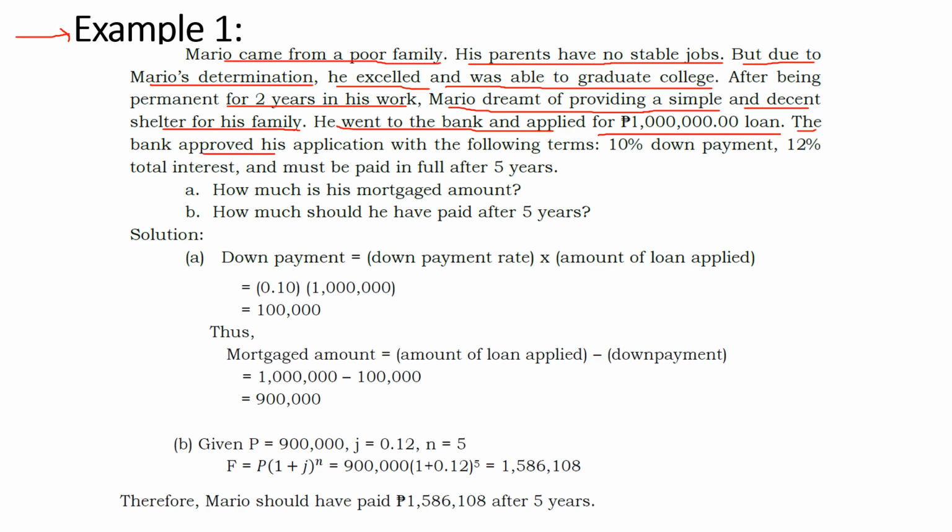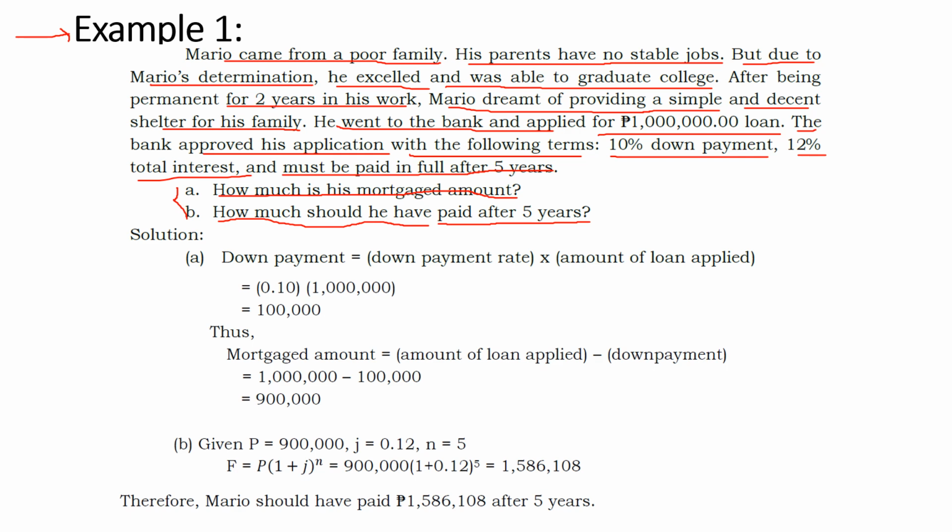The bank approved his application with the following terms: 10% down payment, 12% total interest, and must be paid in full after 5 years. So how much is his mortgage amount? The second question, how much should he have paid after 5 years? So this will be our task. There are two questions here that we need to answer.